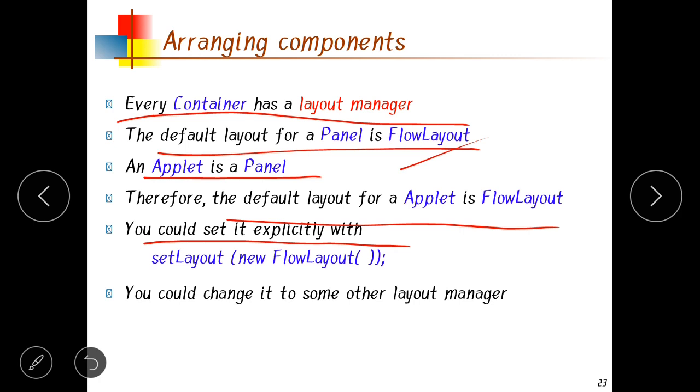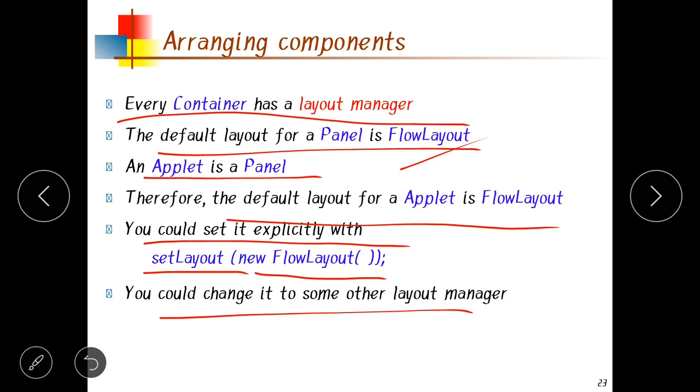So if you want to explicitly set the layout of the container, in that case you have to use the set layout method. Using the set layout method, we have to set the layout for arranging the components in the container. After that you have to call a constructor of the layout class, like new FlowLayout, so it could change the layout manager. Explicitly it will change the layout manager.